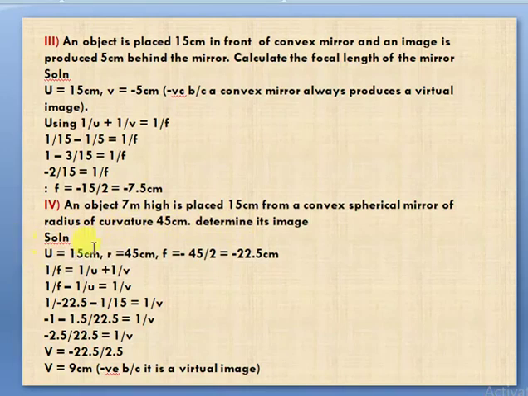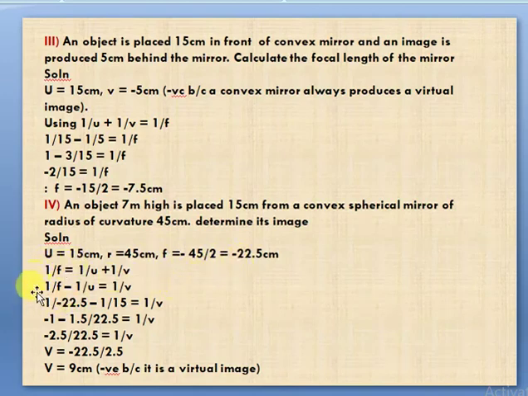Now we are given the height of the object. Object height, take note, 7 meter. Then it's placed 15 cm from a convex spherical mirror. The object distance is 15 cm. Then radius of curvature r is 45 cm. That means f will be 45 over 2. You add negative because a convex mirror has a virtual focus. So my f becomes minus 22.5.